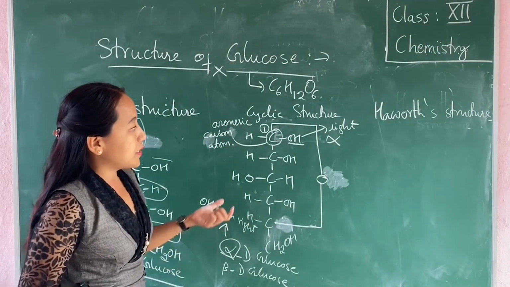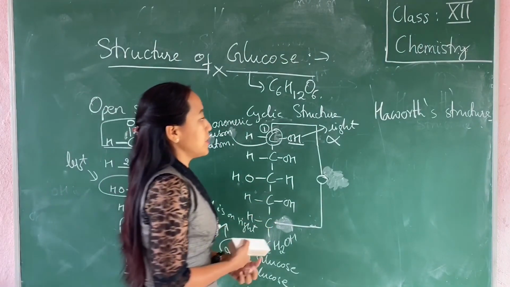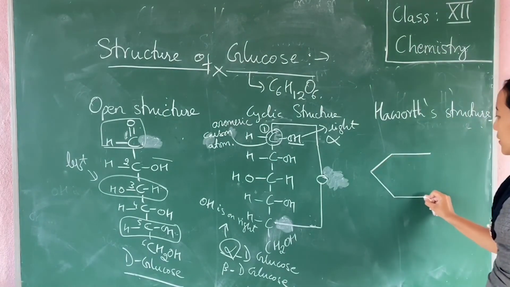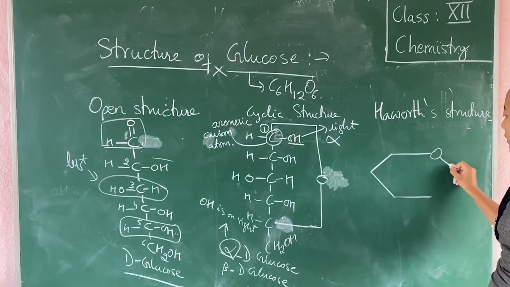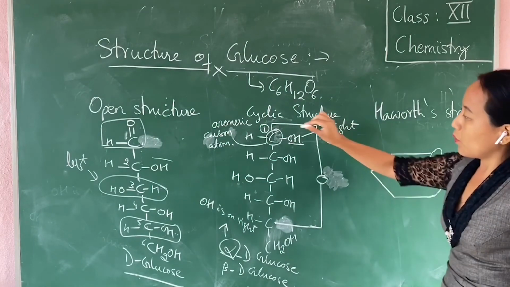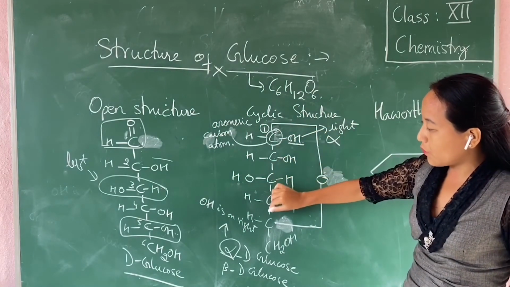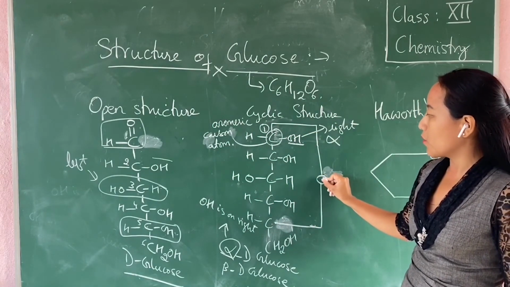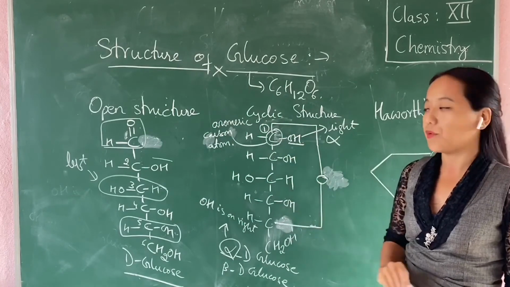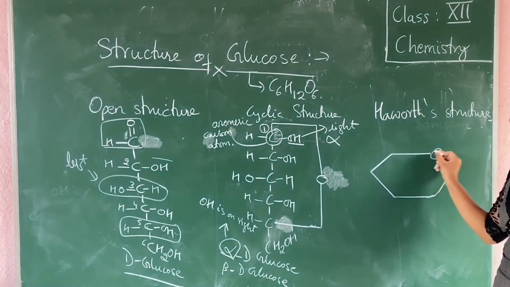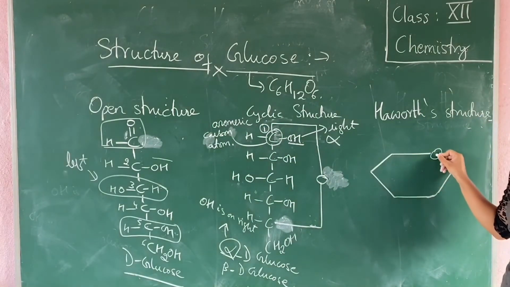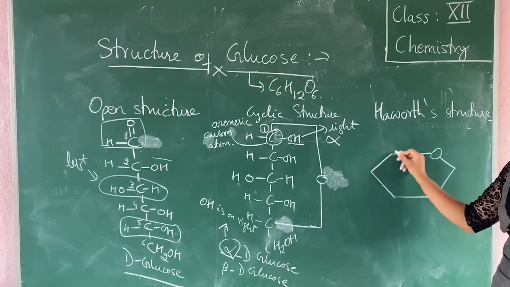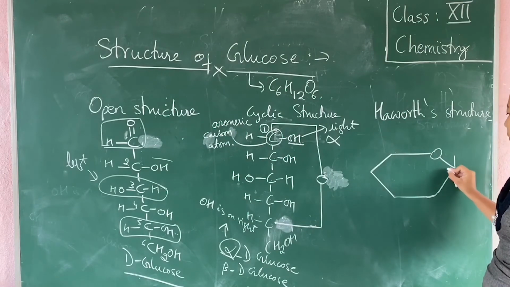Now if you want to write down the Haworth structure for this, again this is a 6-membered ring. 1, 2, 3, 4, 5, 6. This ring consists of 6 members: 1 oxygen and 5 carbon atoms. This also consists of a ring which consists of 1 oxygen and 5 carbon atoms. 1, 2, 3, 4, 5. So this is your first carbon atom.